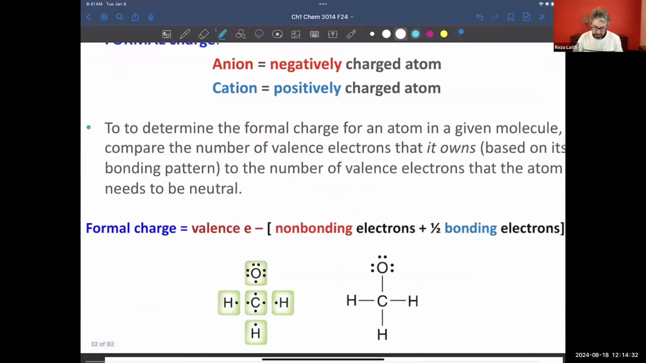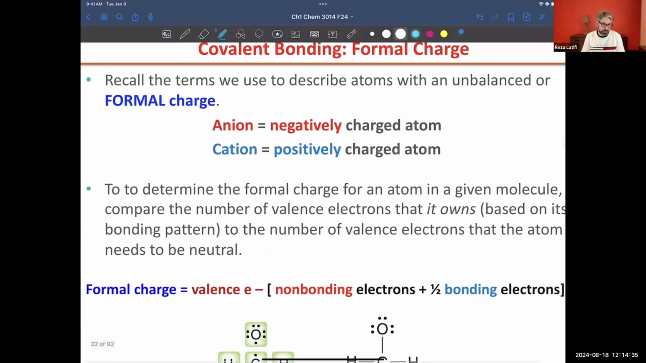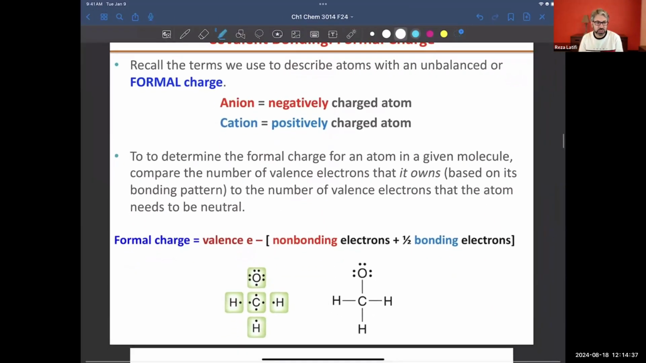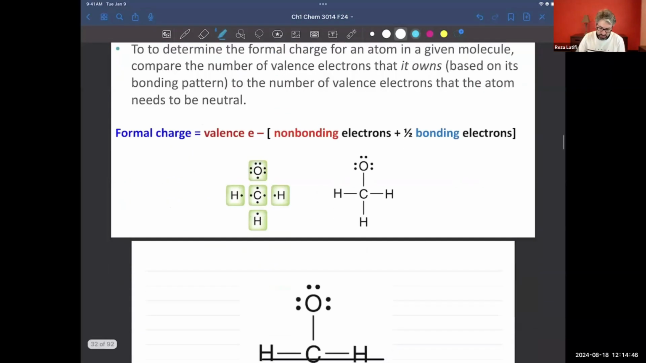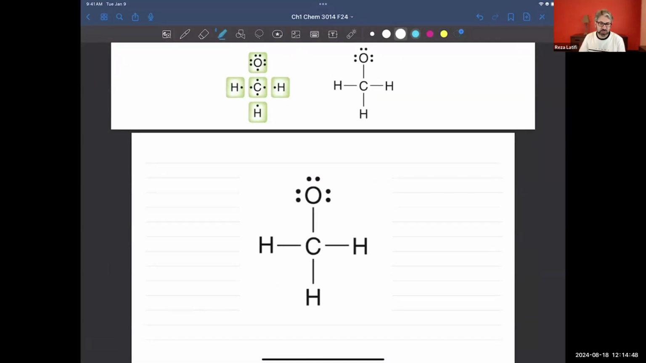Okay, let's move on. The next subject. Okay, how do I calculate the formal charge? I already practiced some examples, but again, I'm going to do it. And there's a formula for it. It says valence electrons minus non-bonding minus half of the bonding electrons. And okay, we can practice it, for example, for oxygen.